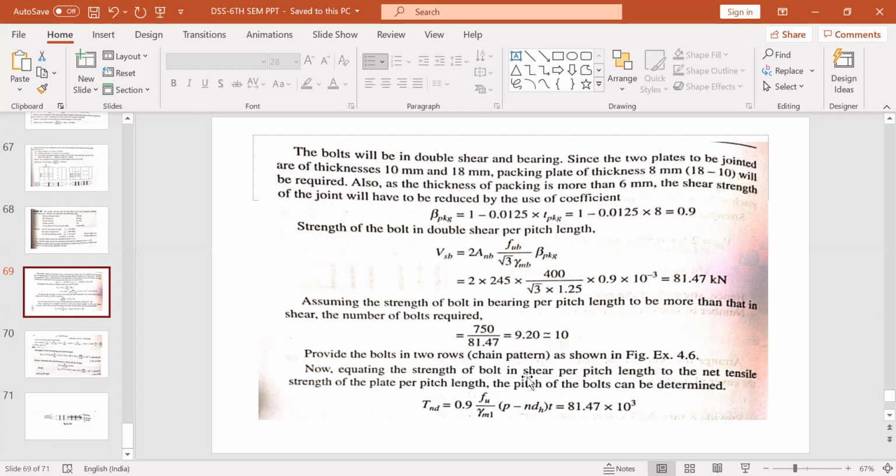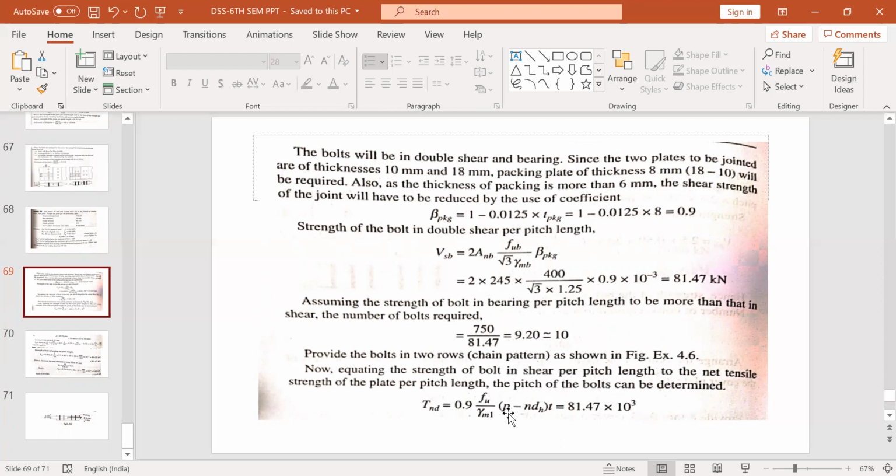So now here what we are doing, you are not assuming, you are calculating the pitch. How are we calculating? By equating the strength of bolt in shear per pitch length. This strength, 81.47 in shearing, you are equating to tensile strength. In this formula, you cannot calculate the tensile strength since you do not know the pitch.